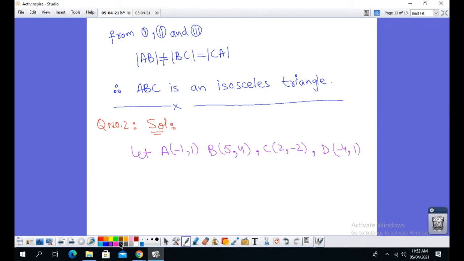As we know, in the definition of the figure square, all the sides are equal. If the distances AB, BC, CD and DA are the same, then it's a square.